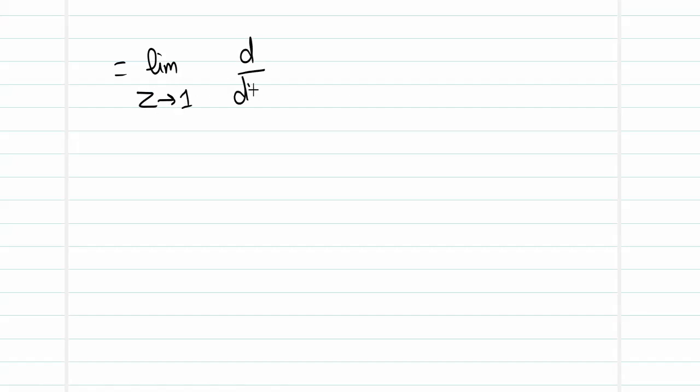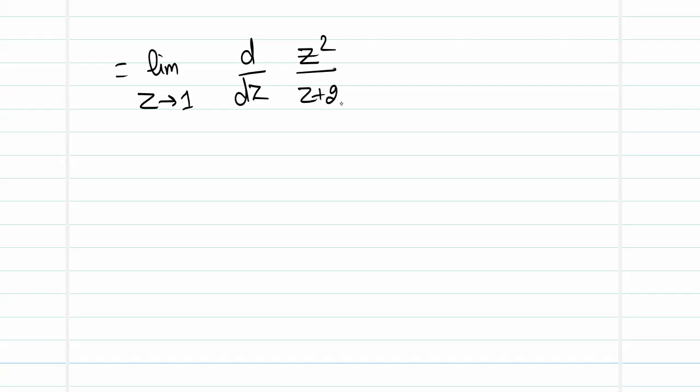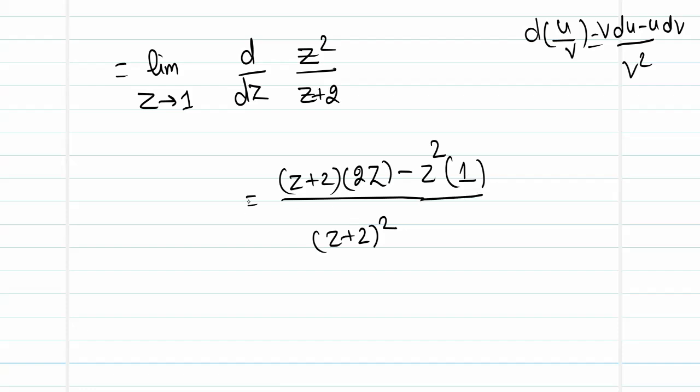The derivative has to be estimated. d by dz of z square by the quantity z plus 2 over here. So we will try to apply differential of u by v, which is (v du minus u dv) by v square. So this will be (z plus 2) the whole square. Z plus 2 you keep it as such. Differentiation of z square is 2z, minus u, that is z square, you keep it as such. Z plus 2 on differentiation is going to be equal to 1 plus 0. So this is going to be my derivative.